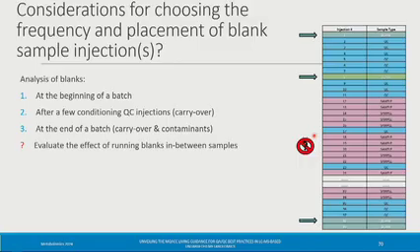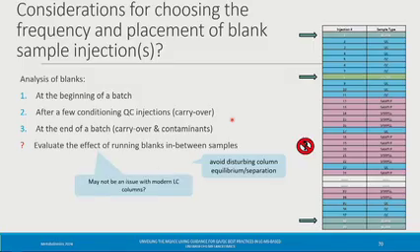And the recommendations, again, are to run them at the beginning and at the end, and potentially run some after running some QC injections, and to evaluate the effect of running the blanks between samples. With some LC systems, this may not be an issue, and with some, it may be an issue, right? What you're trying to assess here is, am I disturbing my column and the column chemistry by running blanks?